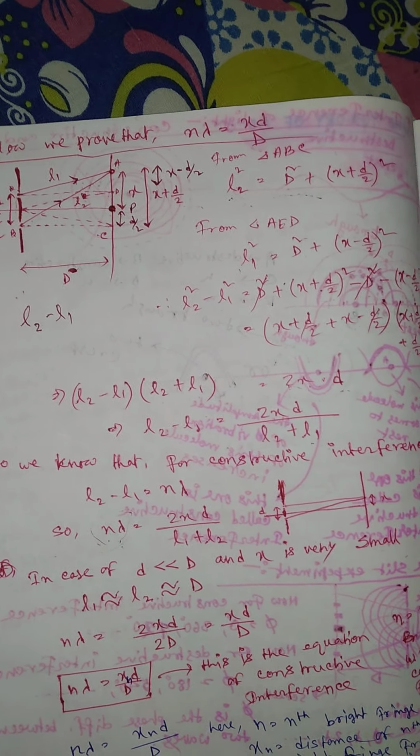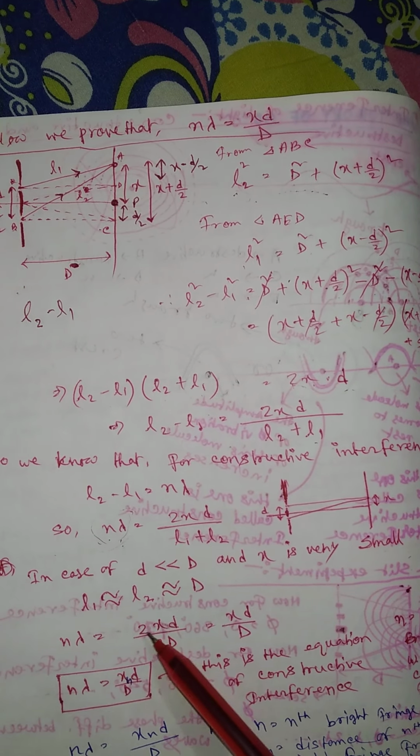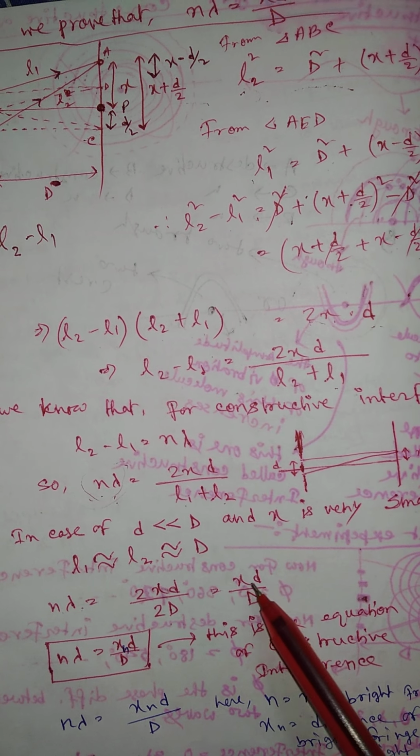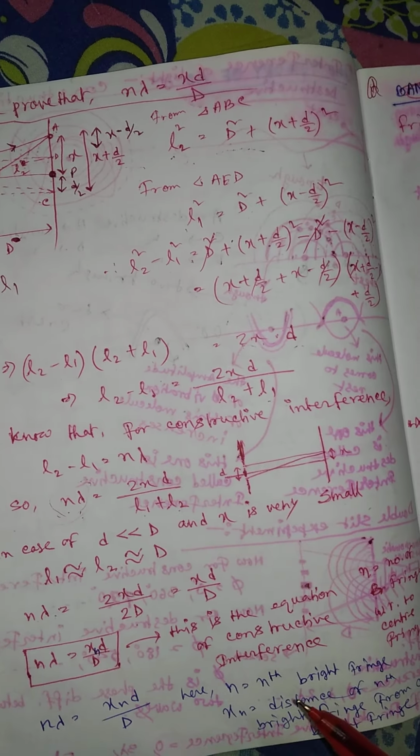So lambda equals 2xd by 2D. Just look at this: if this one is d and this one is also d, that means L1 plus L2 equals 2d. That means lambda equals xd by capital D. What is n?